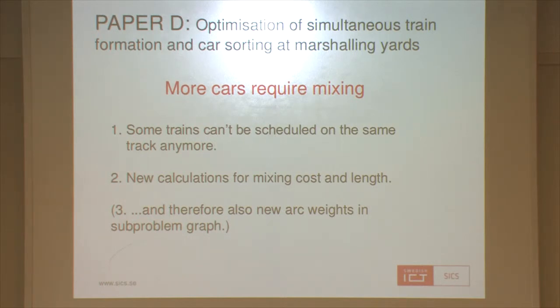And when we need more mixing, some of the trains that could previously be scheduled after each other can't anymore because we need more pullbacks. And also we need new calculations for the mixing cost and the mixing length, which also gives us new arc weights in the subproblem graph for the column generation model, which is the one that we extended for block trains.